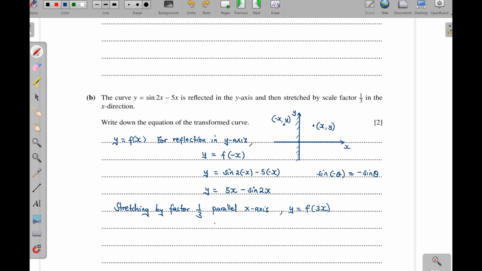So remember, when you are popping this one out from here, now it is going to become a fraction. So implying we shall have y, which is equal to 5, then where there is x, you put 3x here. Then sine of 2, and then where there is x, you put 3x. And then finally, you get your answer as y, which is equal to 15x, then minus sine of 6x. This is the equation of the transformed curve. And that is that.